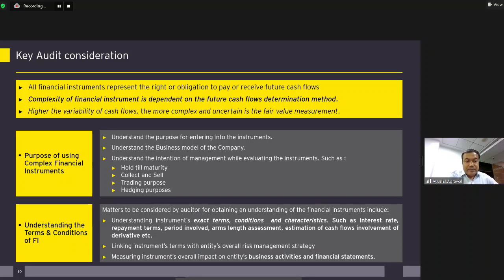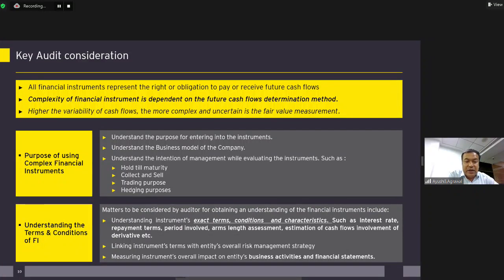So for any financial asset, it's imperative for the auditor to understand why the company is entering into such instruments. It is very important to understand the business model of the company. As I said, whether the business model of the company is to hold the asset in order to collect the contractual cash flows, or whether the intention is dual, or the company has not set in place any business model. What is the business model of the company with respect to that financial asset? That is a very important audit consideration.